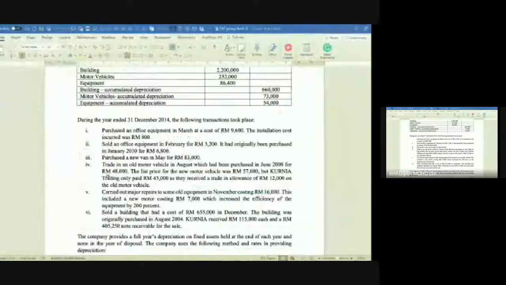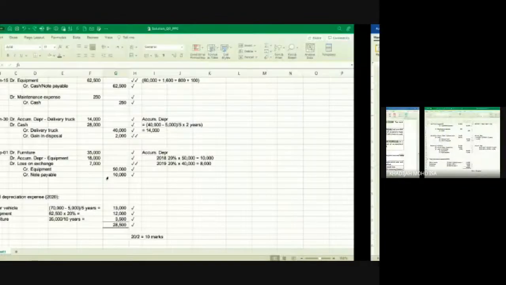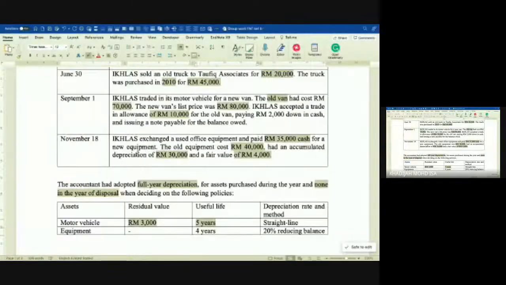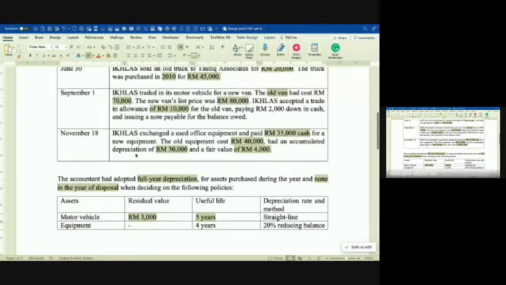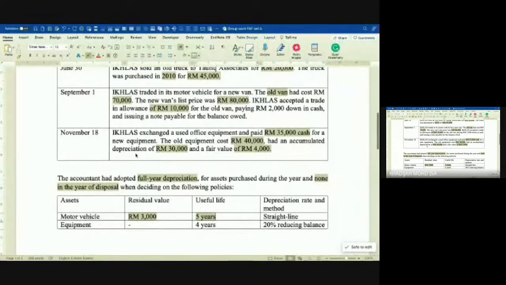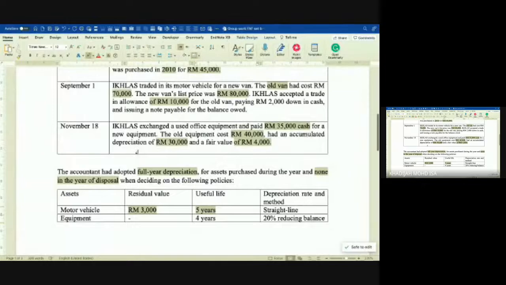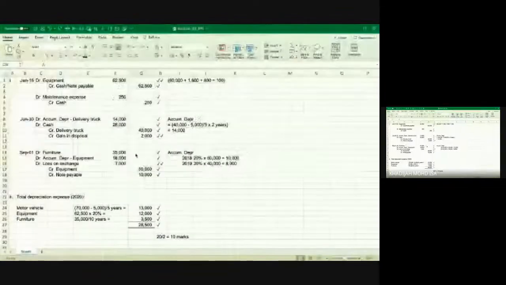Okay. Next is, where is it? And then we have IKHLAS exchanged a used office equipment and paid 35,000 cash for new equipment. So this is an equipment. The old equipment cost 40,000, had accumulated depreciation of 30,000 and a fair value of 4,000.